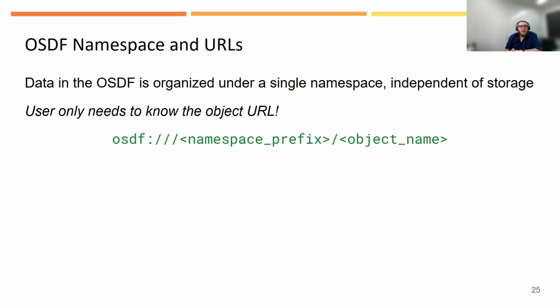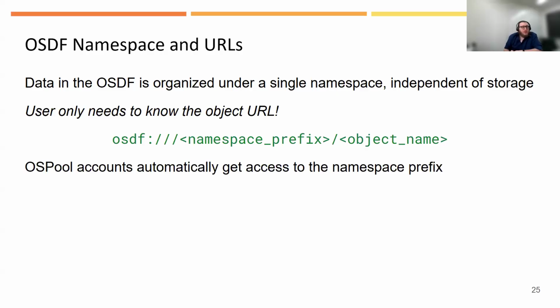So the URL looks something like this. We have the OSDF protocol in the front. The first half of the URL is the namespace prefix. You can think of this as analogous to a bucket if you're familiar with S3 storage. And then there's the name of the object within that bucket.